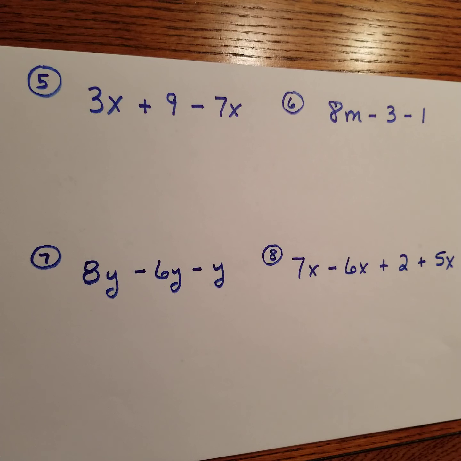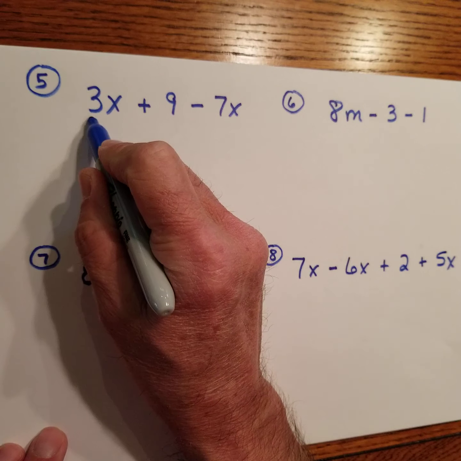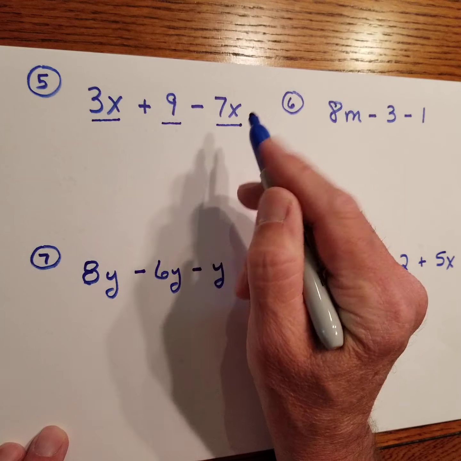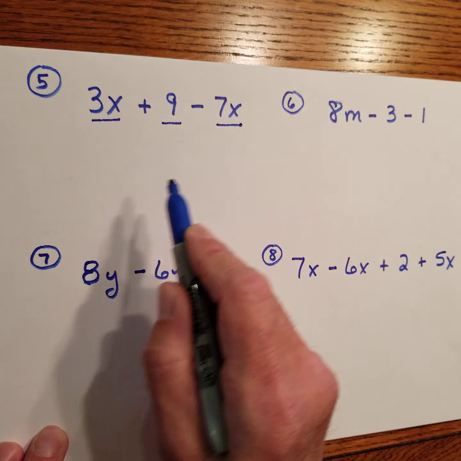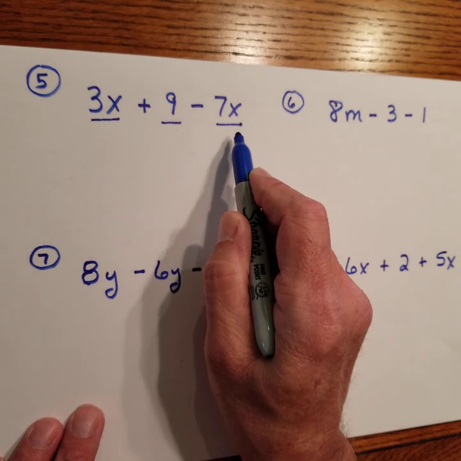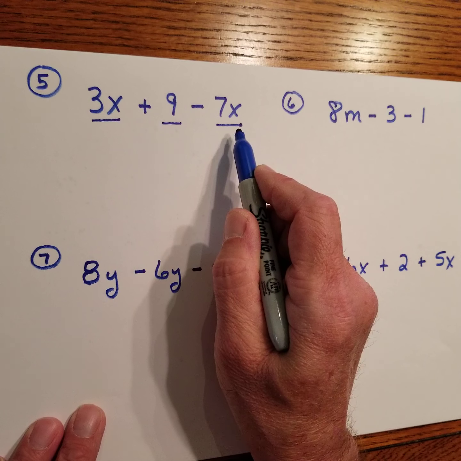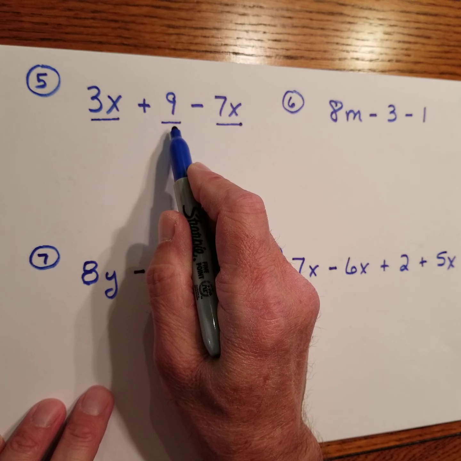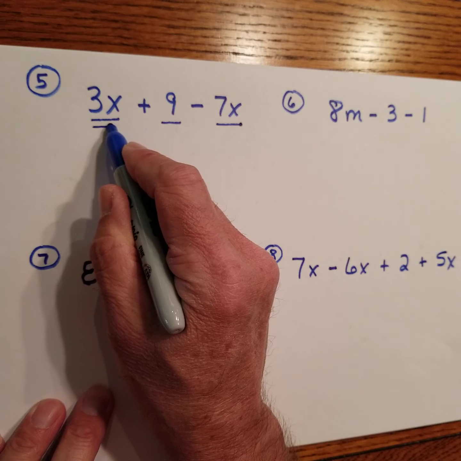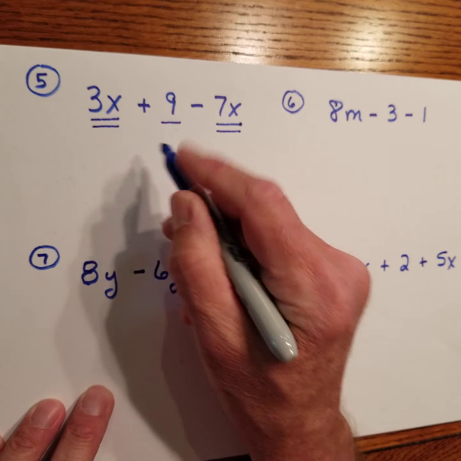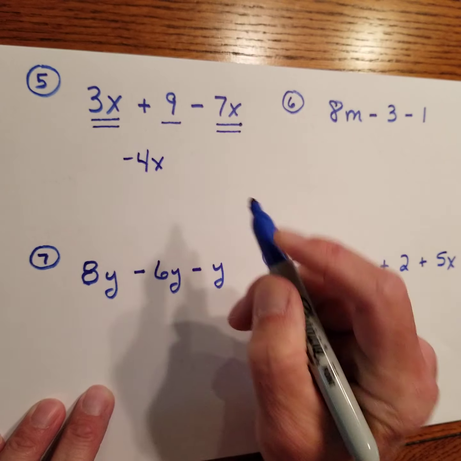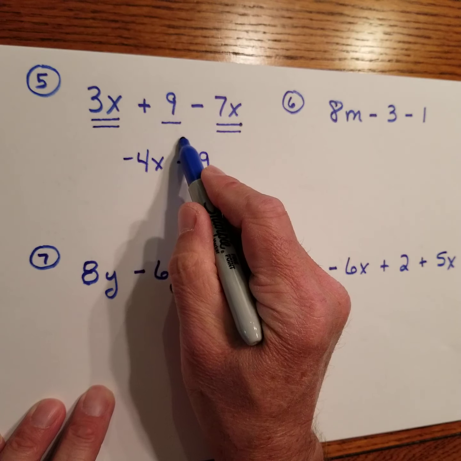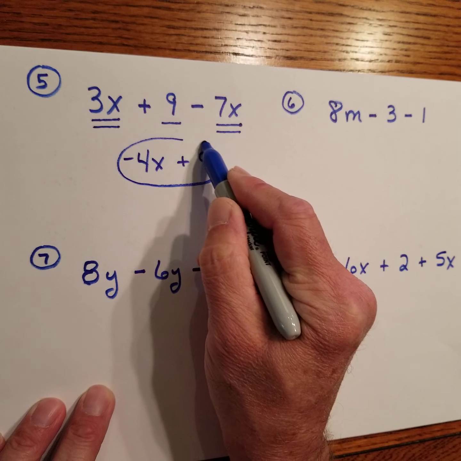Now let's be careful with number 5. There are 3 terms. There's 1, there's 1, there's 1. This term has an x, and this term has an x. So those are like terms, and I can combine them. The middle term does not have an x. I cannot combine it with the other 2. Let's combine 3x minus 7x, which is negative 4x. And this plus 9, since it's not a like term, I cannot combine it, and I leave it separate. Perfect.